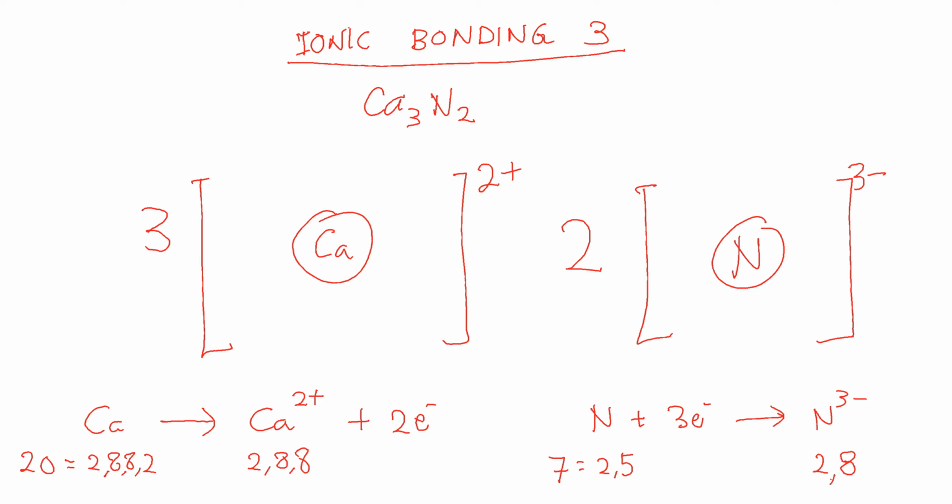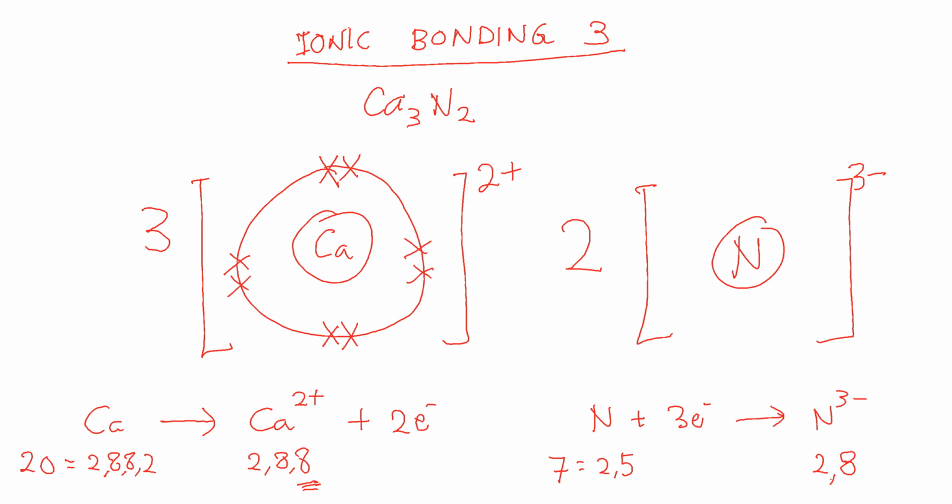Now in the exam, you might be asked to draw the full electronic structure, but most of the time you are only asked to draw only the outer shell electrons. In the case of the calcium ion, there are 8 outer shell electrons, so we draw 8 electrons in the outer shell of calcium.